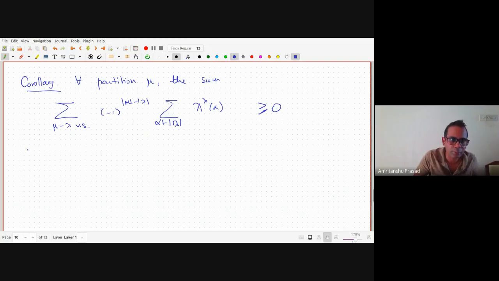And let's look at some special cases. I just looked at two simple special cases, not very exciting, but at least the second one is slightly exciting. What is the first one saying? If you take mu to be the partition with one part, which is n, the only way you can remove a vertical strip from it is by removing one box. So the sum has two elements, n and n minus 1.